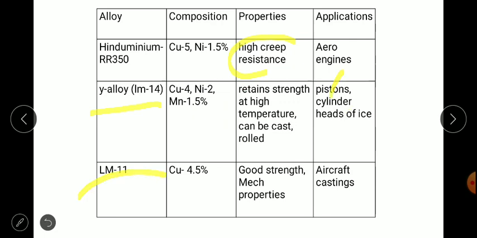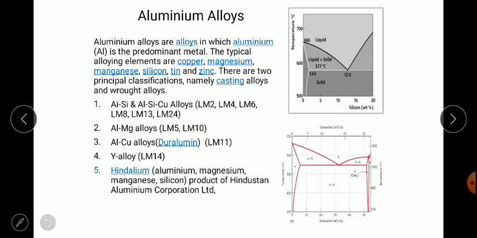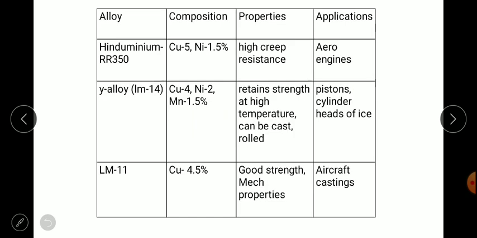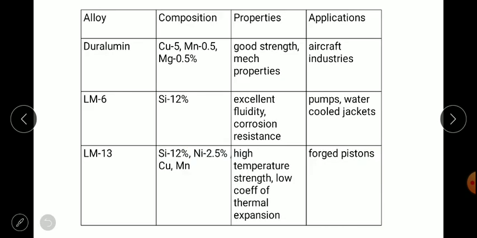Next one, LM11. As we discussed, LM11 is duralumin. So LM11 has good strength and mechanical properties, contains an alloying element of only 4.5% copper, and is used for aircraft castings. Next one, again a duralumin type.